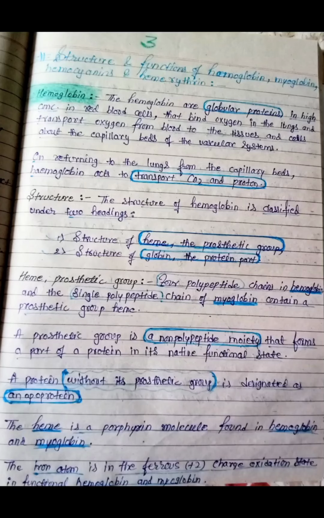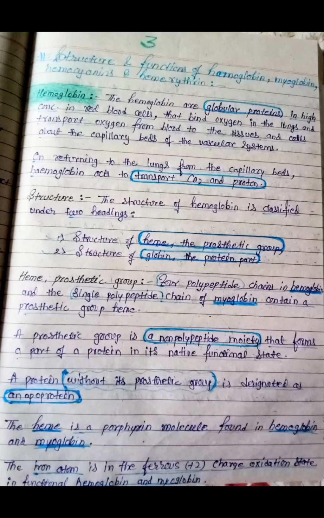The hemoglobins are globular proteins in high concentration in red blood cells that bind oxygen in the lungs and transport oxygen from the blood to the tissues and cells about the capillary beds of the vascular systems. On returning to the lungs from the capillary beds, hemoglobin acts to transport CO2 and protons.